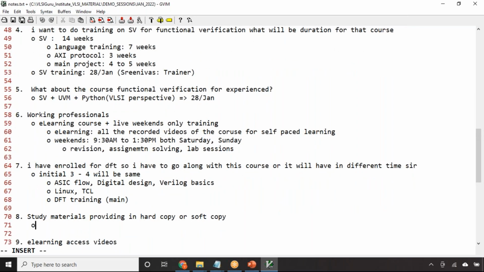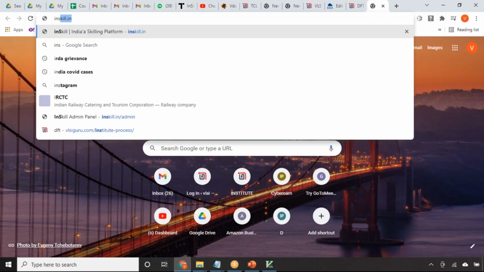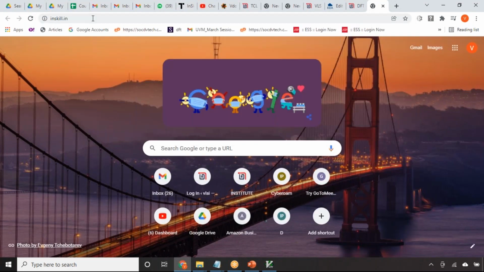Next, are study materials provided in hard copy or soft copy? Currently, we are providing soft copy. I mean, you log into the e-learning portal. So how does it work? We have a learning portal called inskill.in. So this is our e-learning portal.